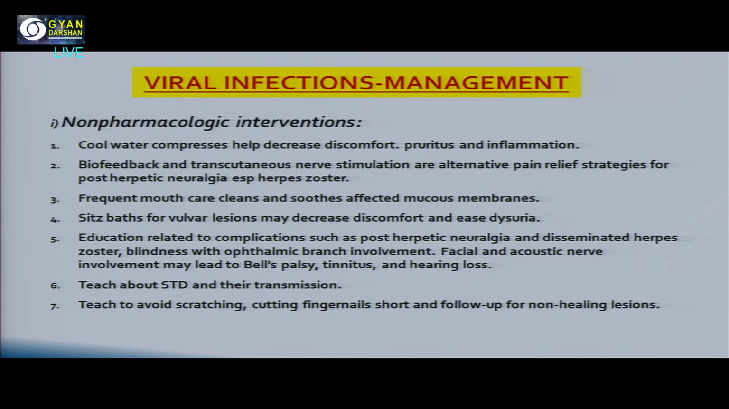So, the patient has to be alert and inform any symptoms to his or her relative, nurse or the doctor. Then we need to teach about sexually transmitted diseases so as to avoid any reinfection or passing over the infection. We need to teach about avoiding scratching, cutting fingernails and follow up. And this is common for all skin infections so that the patient knows what to do, because scratching and having long nails can increase the chances of spreading of infection. That also has to be taught to the patient.